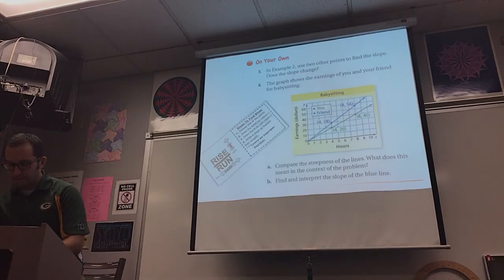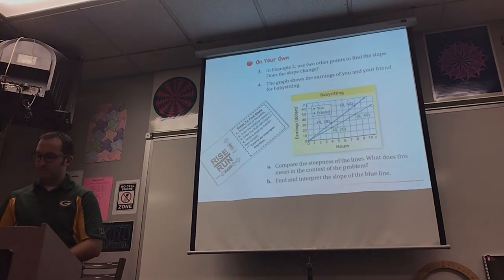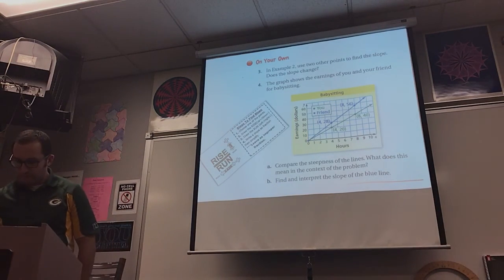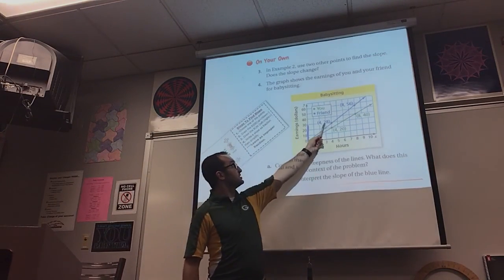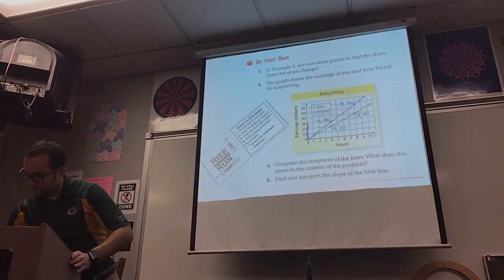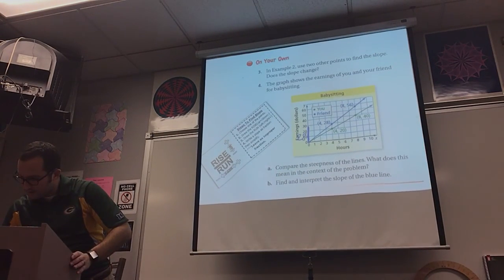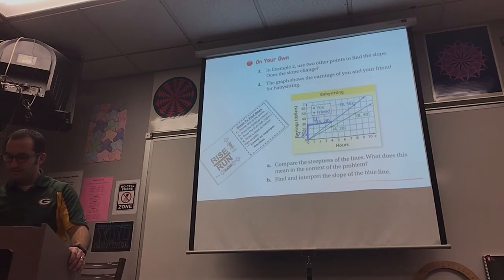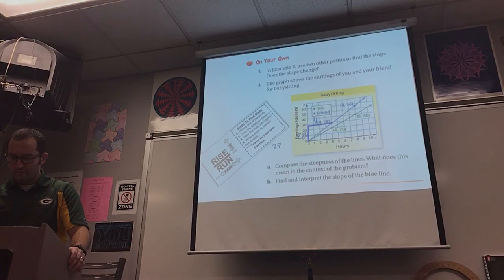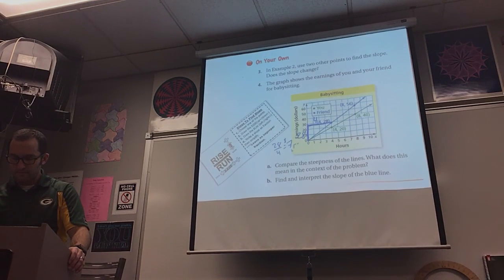So let's double check that. Let's compare the slopes. The slope for my friend. How high do we rise? Not 30. How high do we rise? 28. How far do we run? 4. So my friend has a rate of 28 over 4, which is $7 per hour.